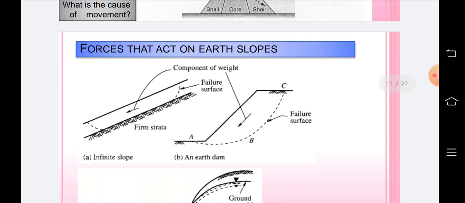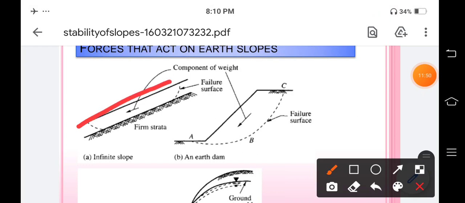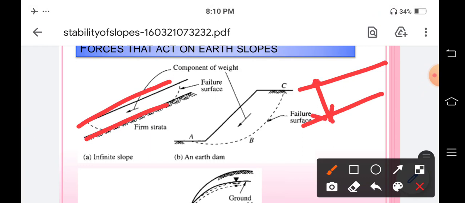failure due to self-weight. Okay, so this is the infinite slope. The whole is called the slope. This is called the thickness of the slope. This is the lower portion of the slope, and this is called the upper portion of the slope. The lower portion is the firm strata, or a hard strata, and the upper portion is a smooth strata, or we can also call it the ground level.